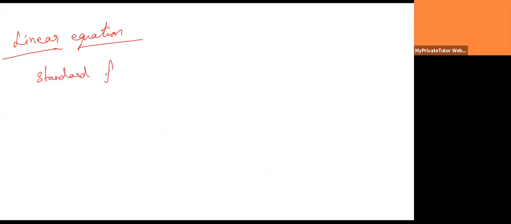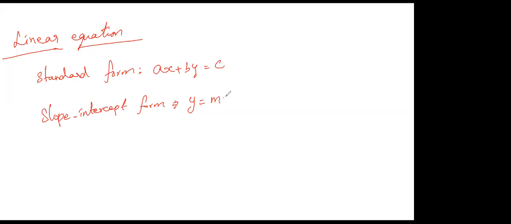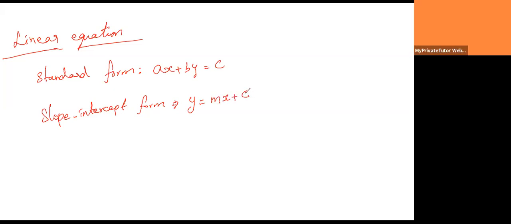The standard form is ax plus by equals c. Slope-intercept form. I hope everyone can see the screen, which is y equals mx plus c. I think let's take it as c, but please let me know if you are using b. Some countries use b.